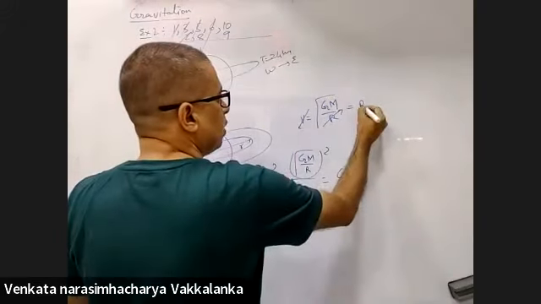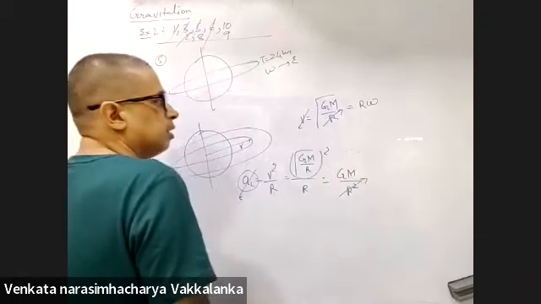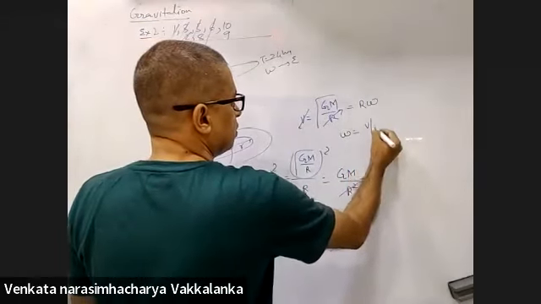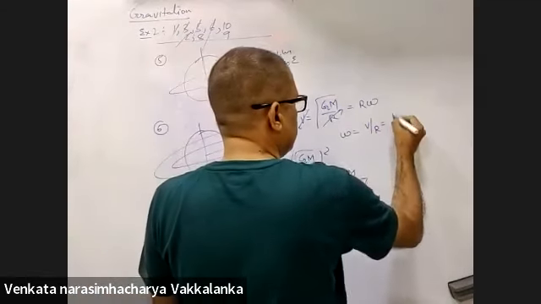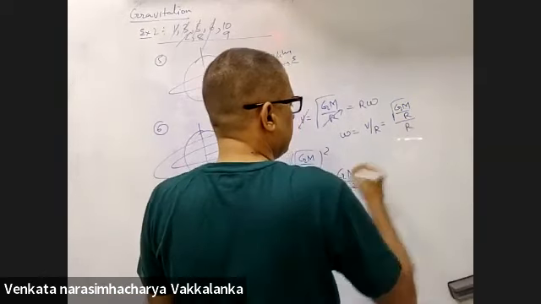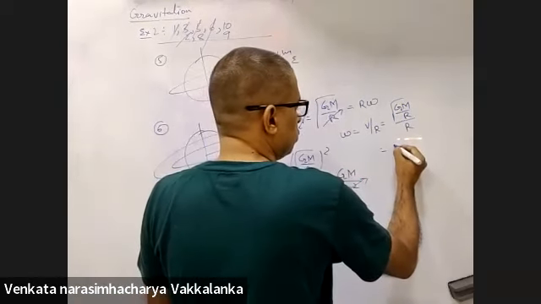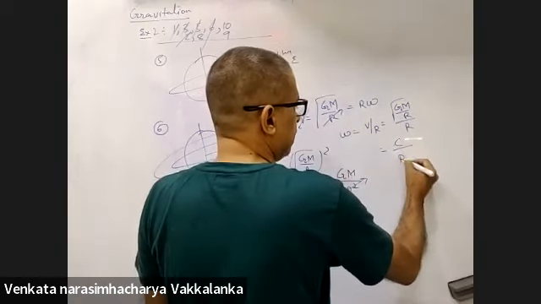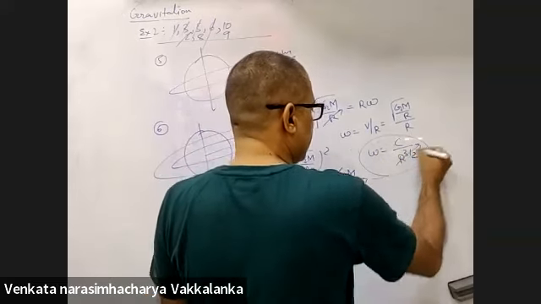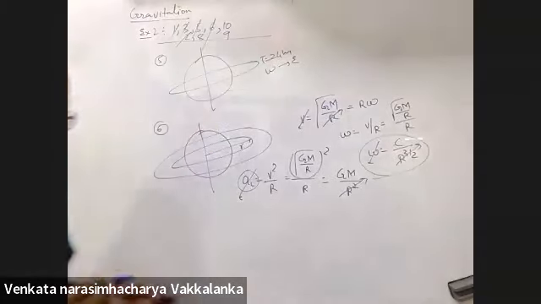V is equal to R omega. Omega is V by R. V is root over of GM by R, divided by R. Root over of GM is a constant. So omega is proportional to 1 over R to the power 3 by 2. If R increases, will omega decrease or not? Yes.